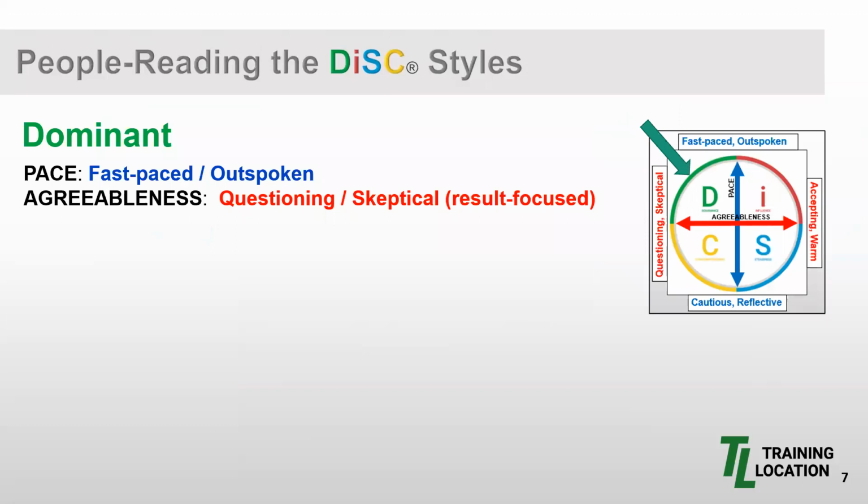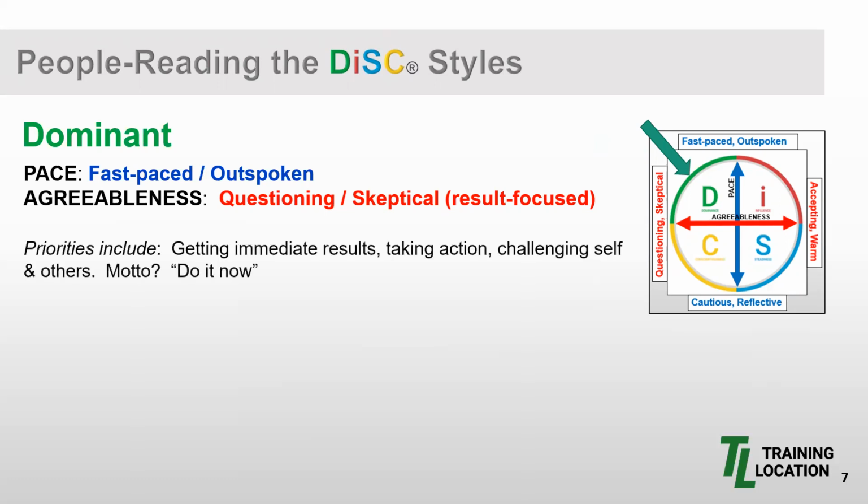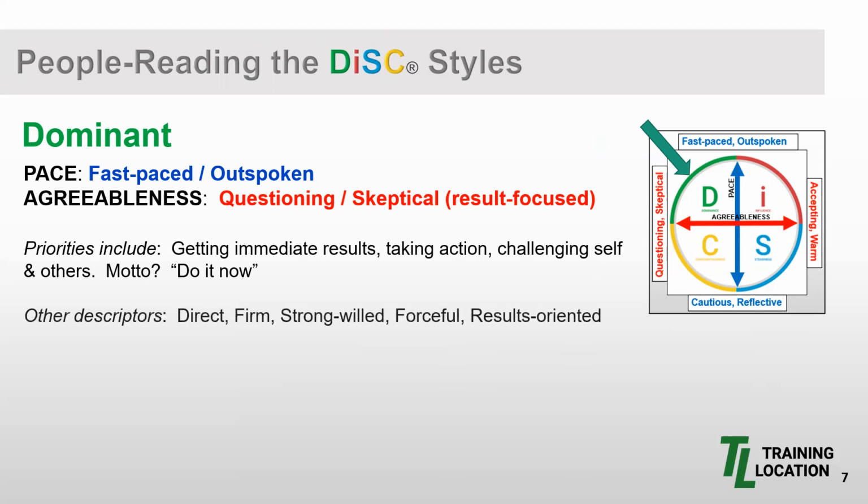Let's look at an overview of the DiSC model as a high-level reminder of the 4 styles. We already know the 2 continua, which tell us the basic DiSC styles. Now let's see more descriptors which help us as we continue our people reading lesson. So we see dominant is featured here. Dominant priorities include getting immediate results, taking action, challenging self and others. If they had a motto, it would be do it now. Other descriptors, direct, firm, strong-willed, forceful, results-oriented. Their limitations, the D can appear to have a lack of concern for others, maybe appear impatient, and even insensitivity.